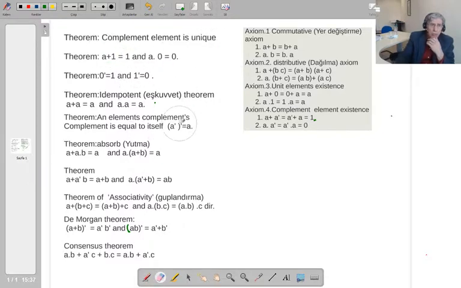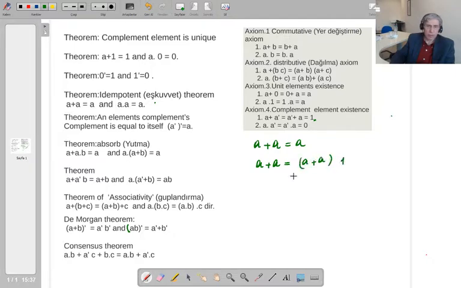And I'm not going to prove this one. Maybe I need to prove this one as well. So what this says is a plus a gives you a. That's not true in our normal mathematics, isn't it? In normal mathematics, a plus a gives you 2a. There's no 2 here. So that is the true one. How am I going to prove it? So once again, a plus a is equal to (a plus a) multiplied with 1. So use this axiom here.